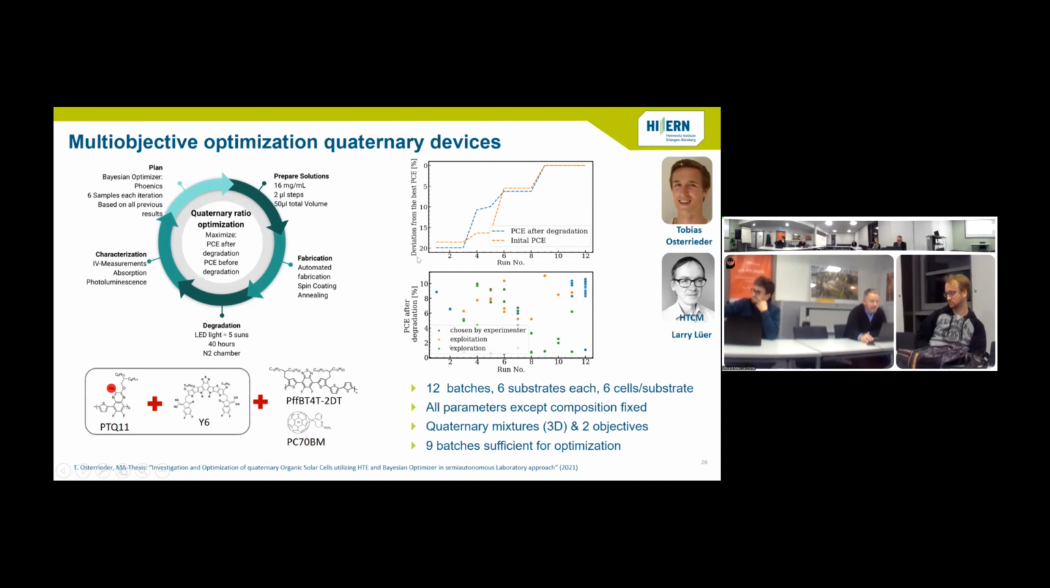In this case, it was a multi-objective optimization in 3 dimensions of a ternary combination, quaternary combination of materials. And what you see in here is the batch number, and then the efficiency and the stability. And what you're seeing is that it takes us about 9 iterations, and after that, it stabilizes. So with roughly 60 samples, we could actually find the optimum, which is rather quick.